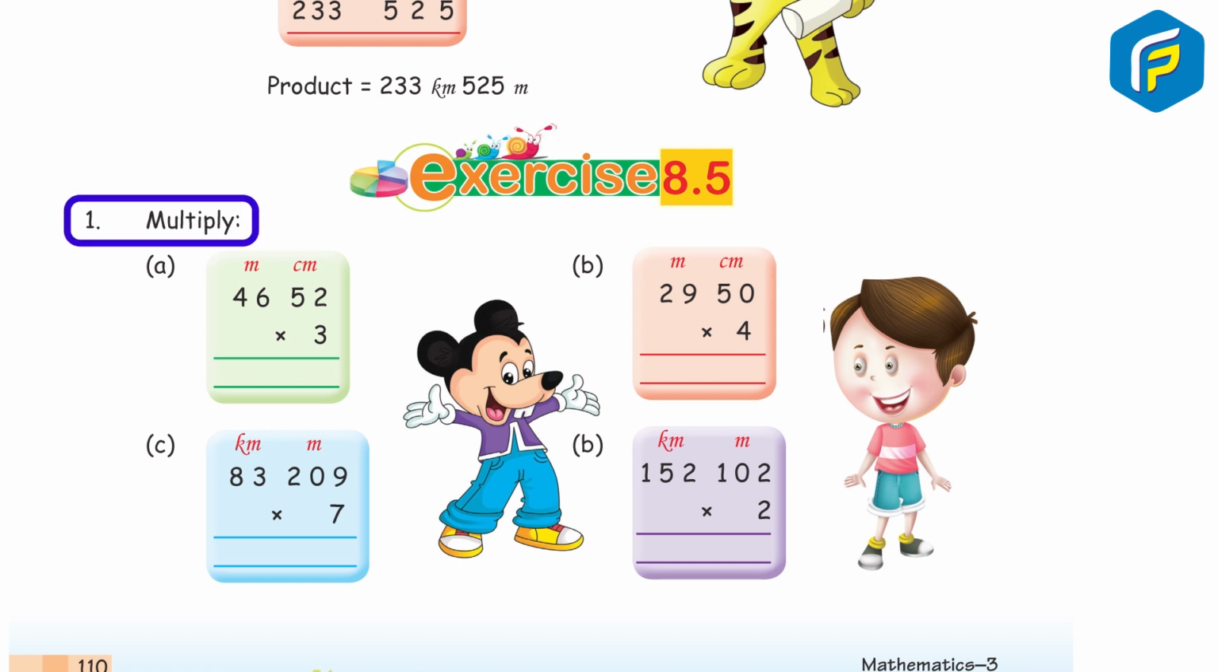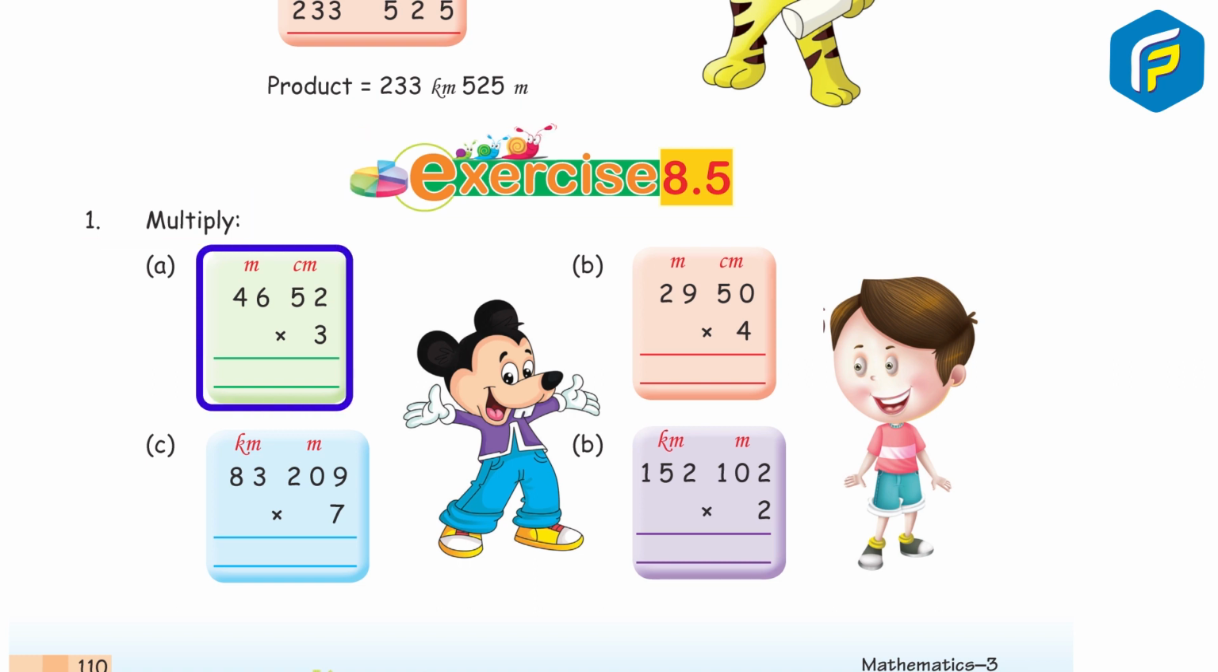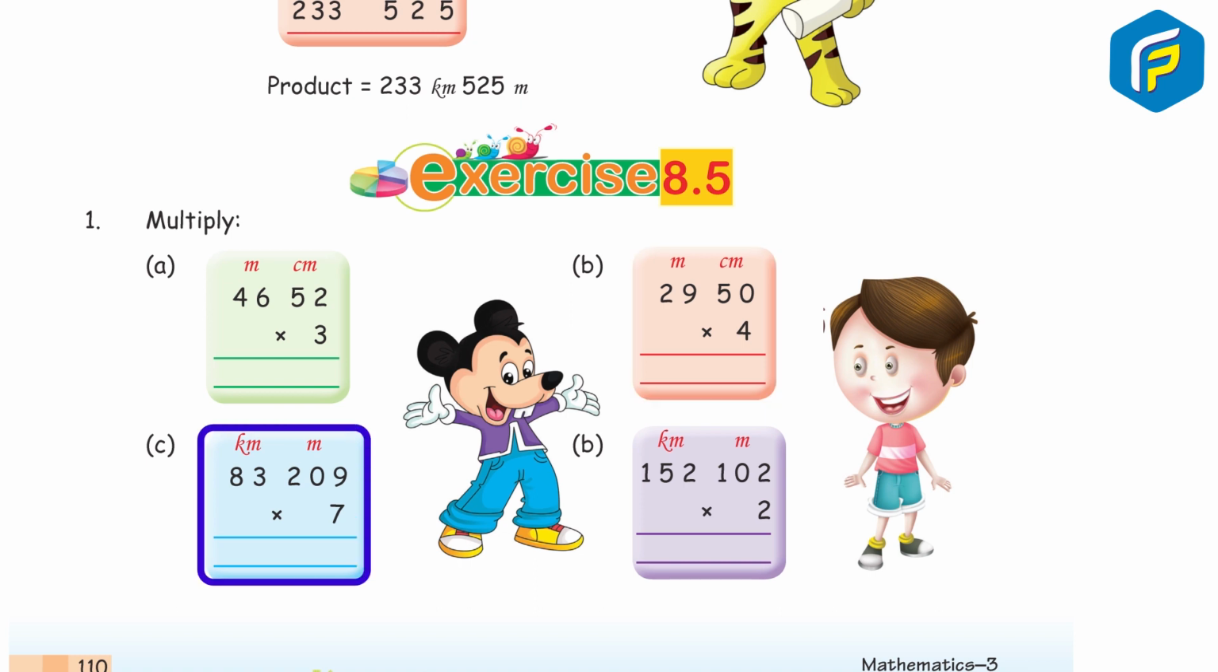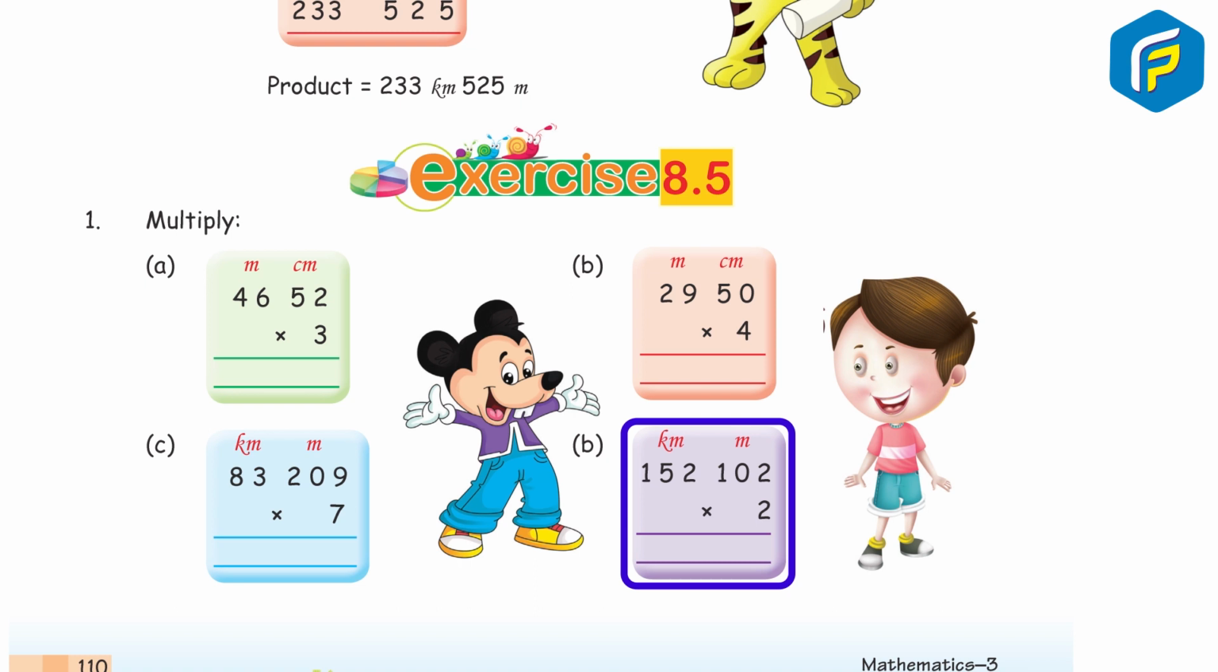Question 1. Multiply. A. 46 meter 52 centimeter into 3 is equal to 139 meter 56 centimeter. B. 29 meter 50 centimeter into 4 is equal to 118 meter. C. 83 kilometer 209 meter into 7 is equal to 582 kilometer 463 meter. D. 152 kilometer 102 meter into 2 is equal to 304 kilometer 204 meter.